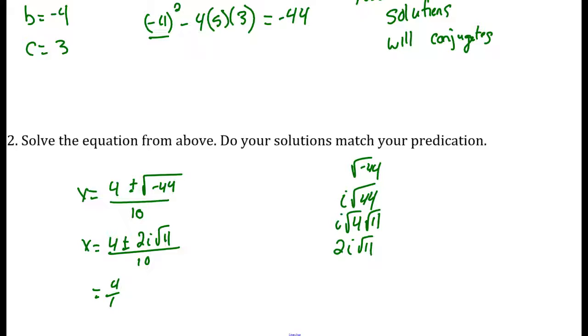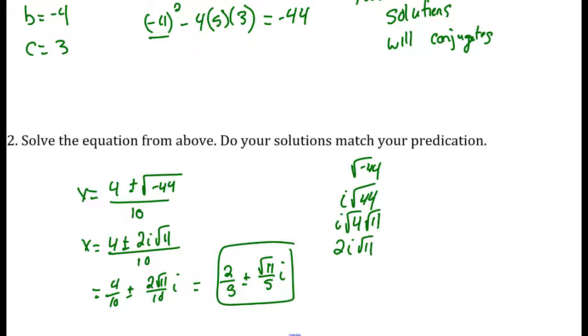Distribute that 10, we get 4 over 10 plus or minus 2 radical 11 over 10i. You could switch the order. I like having that real number up front. 4 divided by 10 is 2/5 plus or minus radical 11 over 5i. Those are my two solutions.